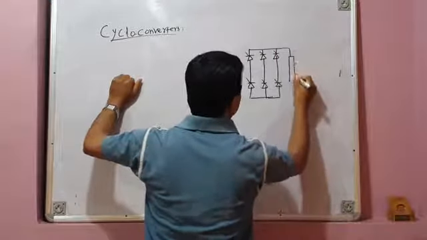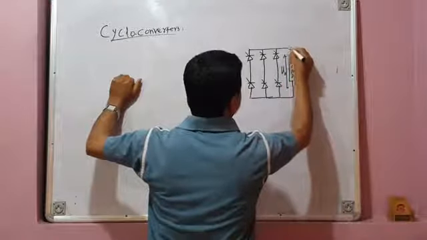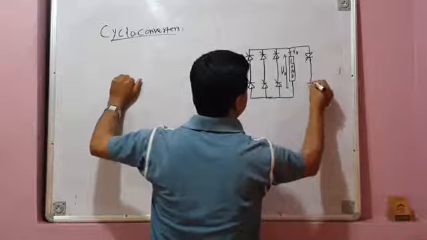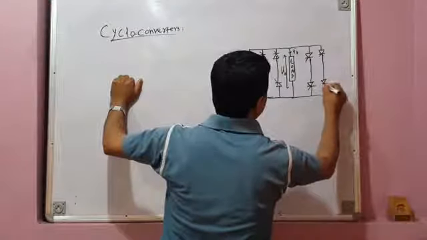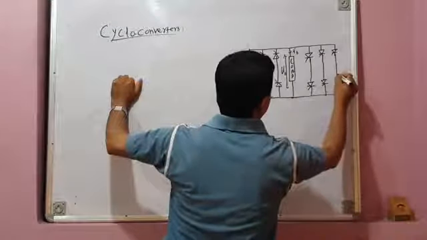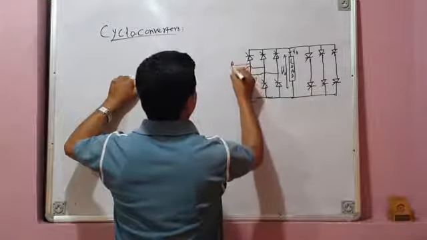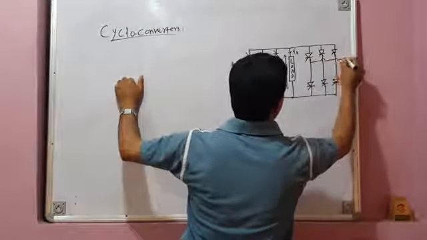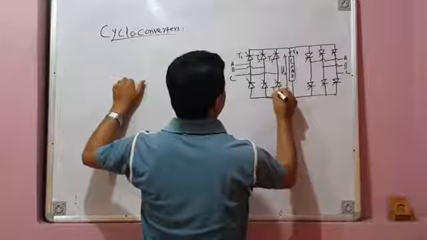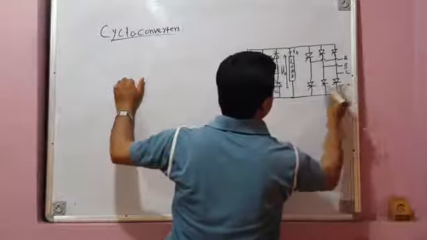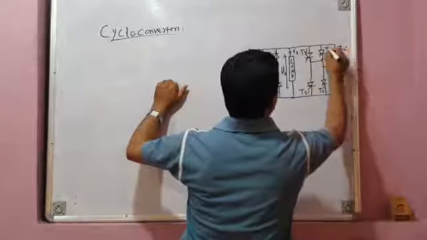This is your load. Load may be an induction motor, a single phase induction motor. This is load voltage V0, load current, for example, I0. And then another converter is on the other side. So input is three phase. This is A, B, C. Similarly, here also input is three phase, A, B, and C. This is thyristor T1, T3, T5, T2, T4, T6. Similarly, this is T1 dash, T3 dash, T5 dash, T2 dash, T4 dash, T6 dash.